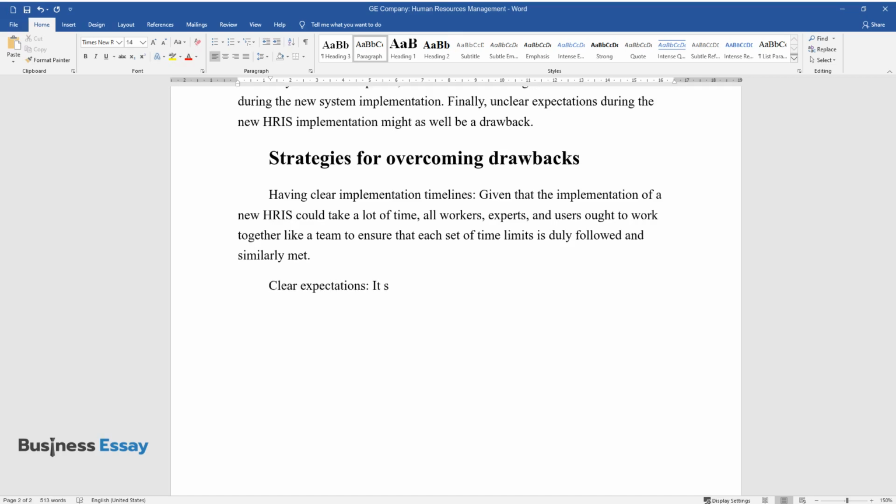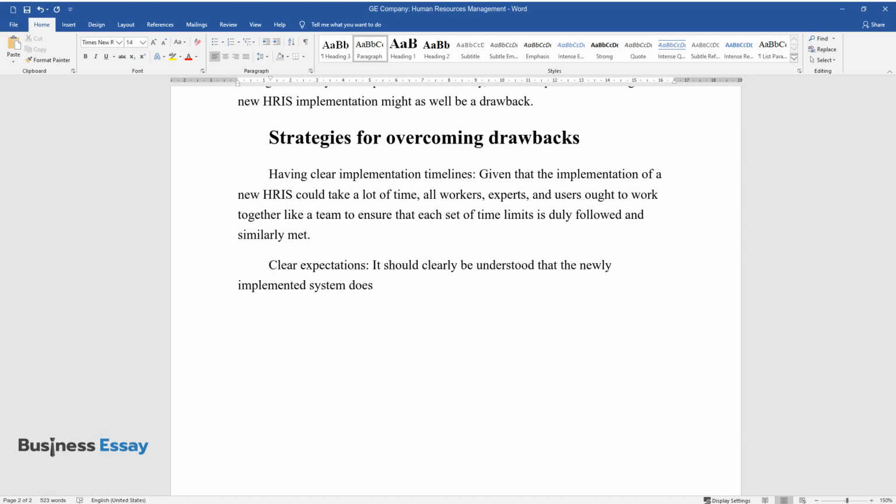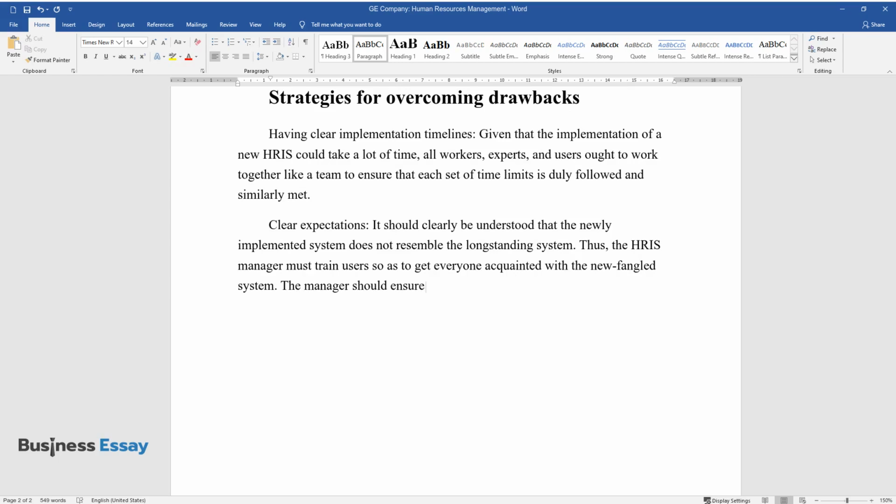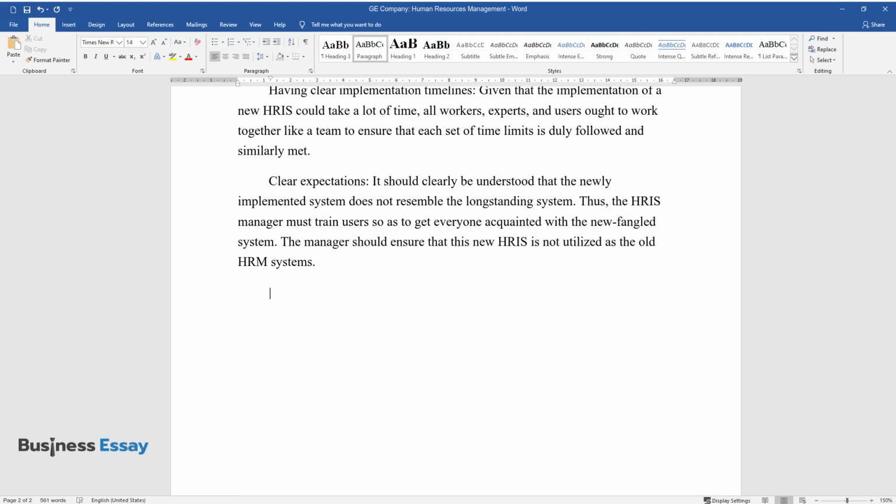Clear expectations. It should clearly be understood that the newly implemented system does not resemble the long-standing system. Thus, the HRIS manager must train users so as to get everyone acquainted with the newfangled system. The manager should ensure that this new HRIS is not utilized as the old HRM systems.